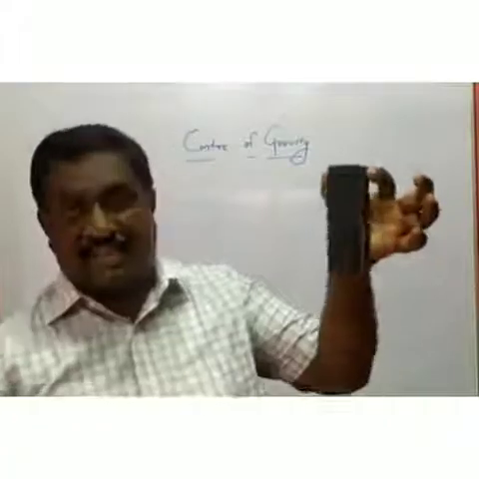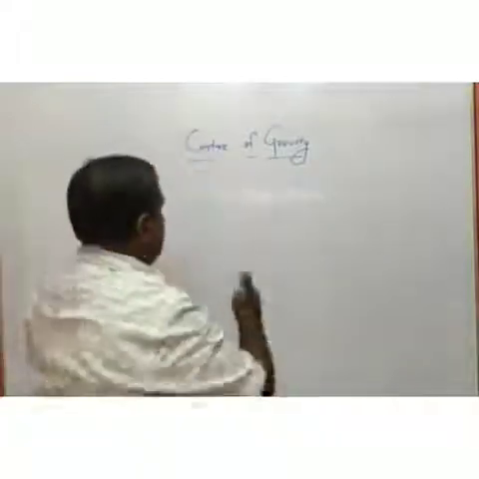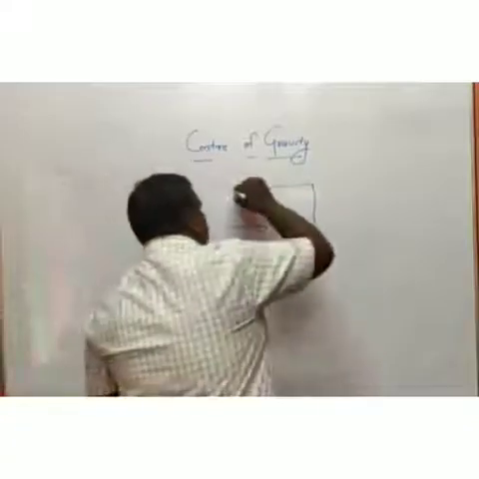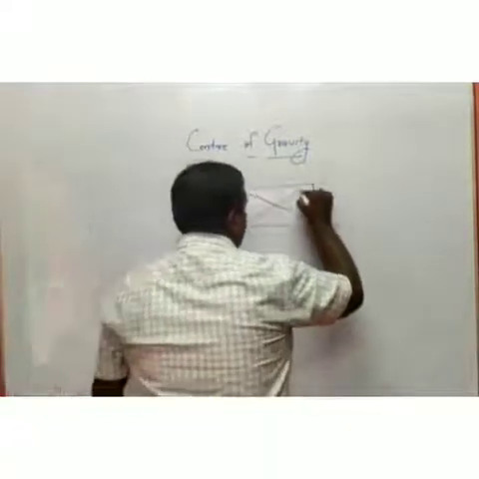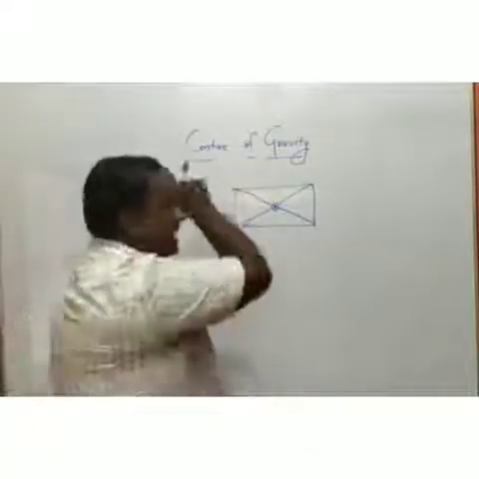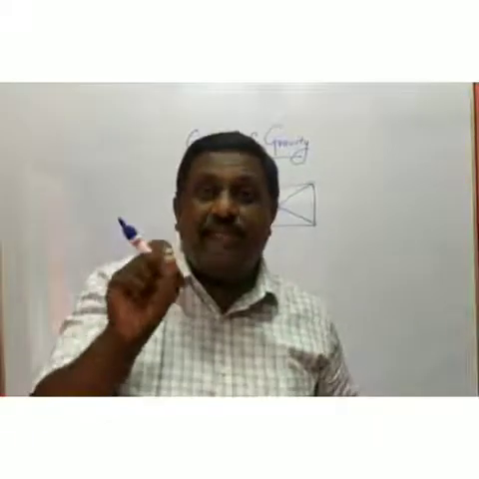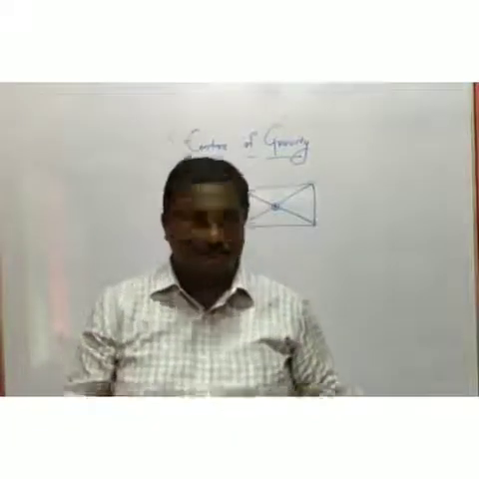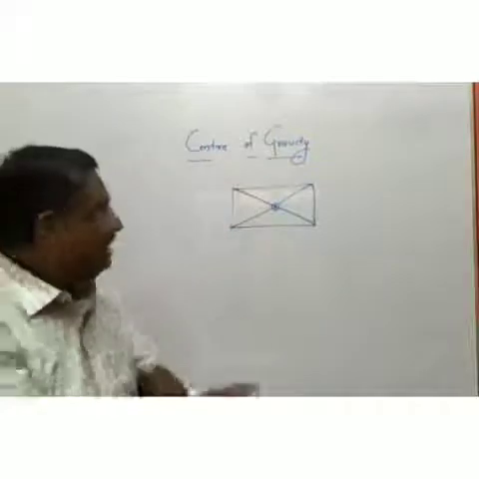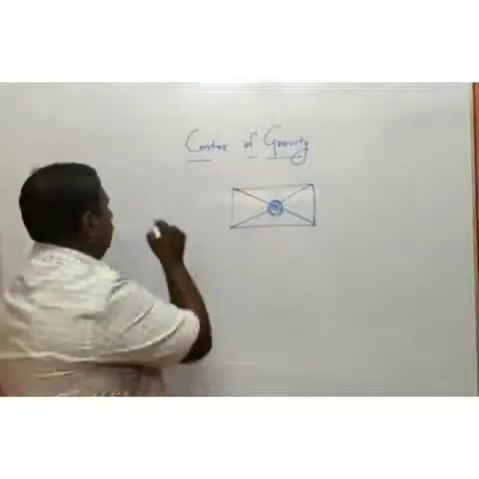In this case, the duster is a rectangle. You have to draw the diagonals. The meeting point of those diagonals will be the center of gravity of that rectangle. Can you follow me? Center of gravity means the point at which we can balance a body. Here I told one example. In the case of a rectangle, the center of gravity will definitely be the intersection point of the diagonals. The same is applicable in the case of a square also.